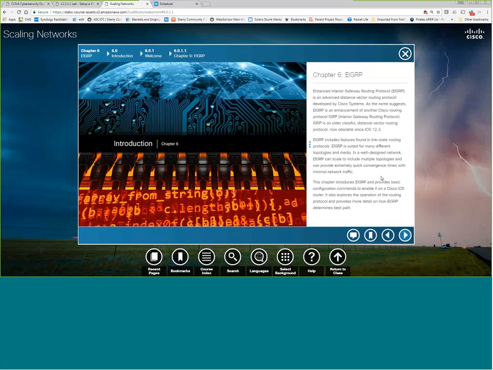And folks, that is the end of chapter 5. Our next chapter will be, obviously, chapter 6, which is EIGRP, and then we will move into OSPF. So our next chapter will actually show you how to configure EIGRP, how it works, concepts such as feasible successor, those types of things.